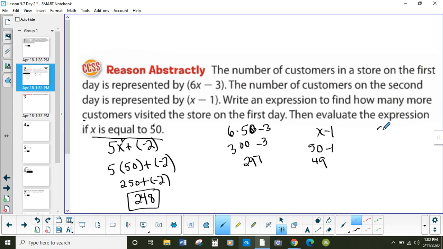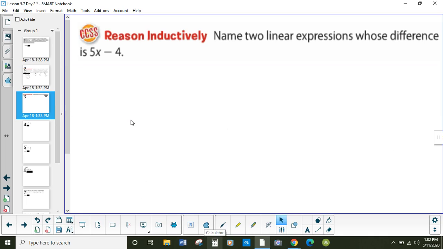So on day 1, if we had 297 people, and the next day we had 49, is that a difference of 248? So I can subtract these two. I get 248, which means it checks out. Our answer is good. Now, just a reminder, for this problem, we're not finding x. They're giving us x. We're answering this question, how many more, after we evaluate. So I want you guys to see if you can pause the video and come up with one right answer for this problem. Pause the video now and try it.